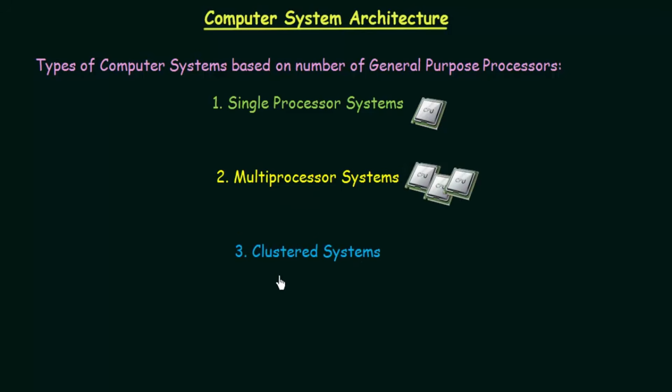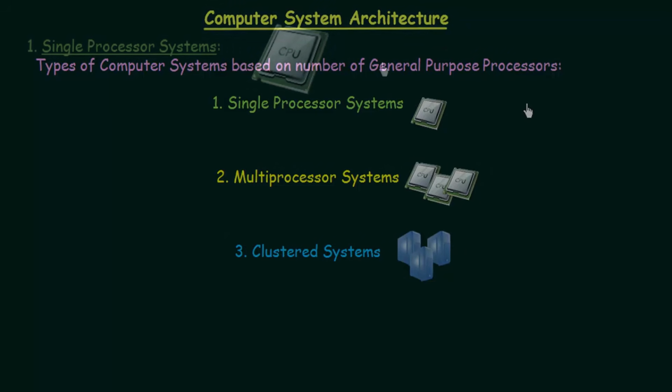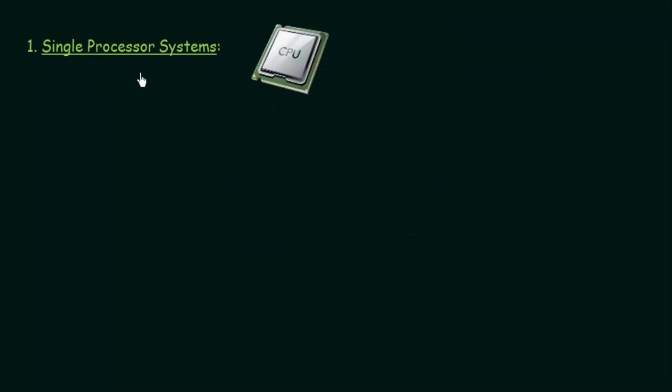And then we have the clustered systems in which two or more systems are coupled or clustered together in order to perform certain tasks. Now let us explain each one of these systems and see what their differences are, what their advantages are, and what types of these processor systems we have. So first of all, we have the single processor system.